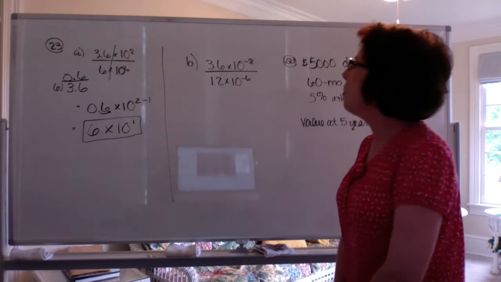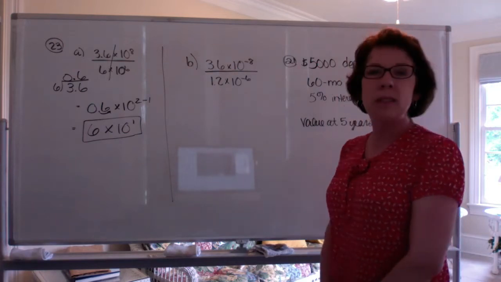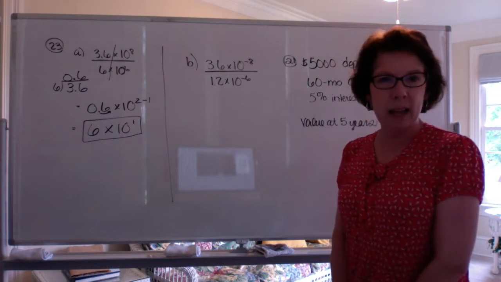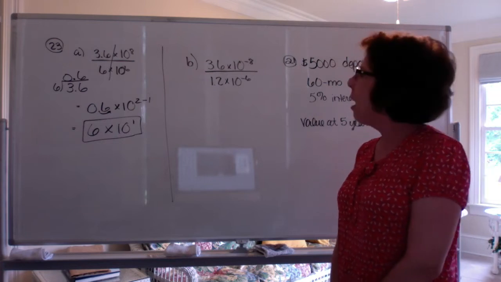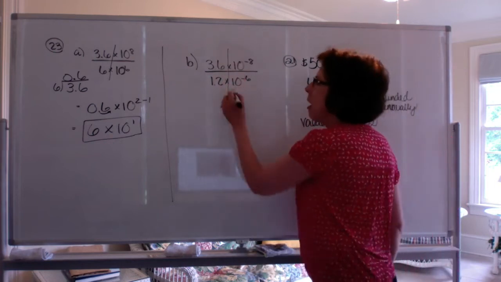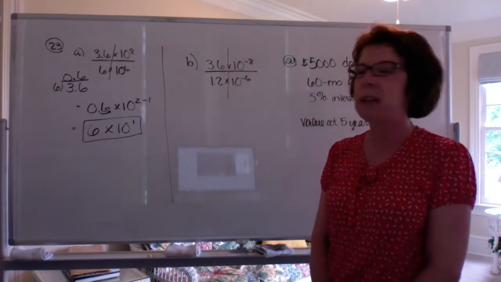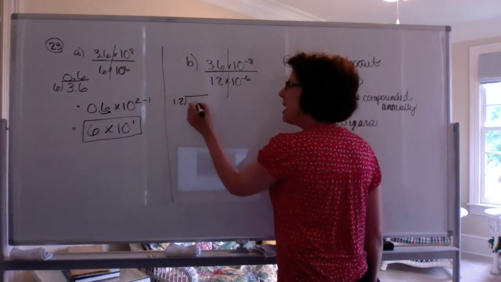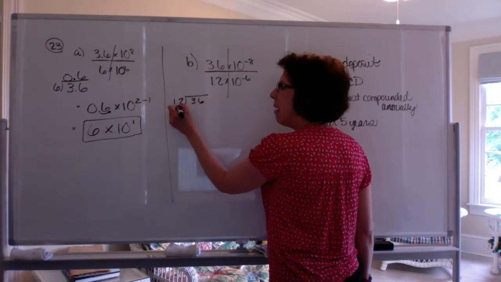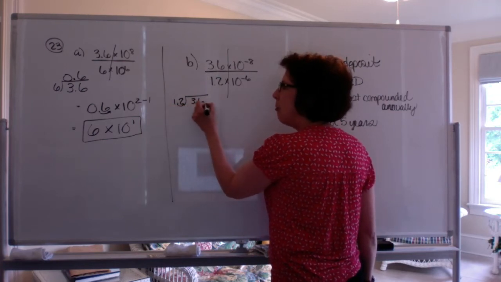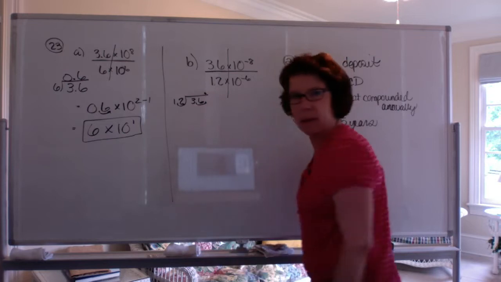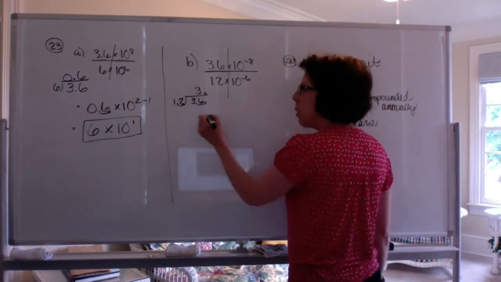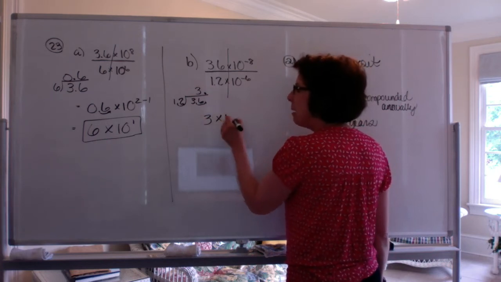All right, let's go to your B problem. Go ahead and write that one down. 3.6 times 10 to the negative 8 divided by 1.2 times 10 to the negative 6. And let's be real careful here about our division of our two decimal numbers here. My divisor is 1.2. My dividend is 3.6. I've got to move my decimal point over and over and up. 12 into 36 goes 3 times. So I end up with 3 times 10.